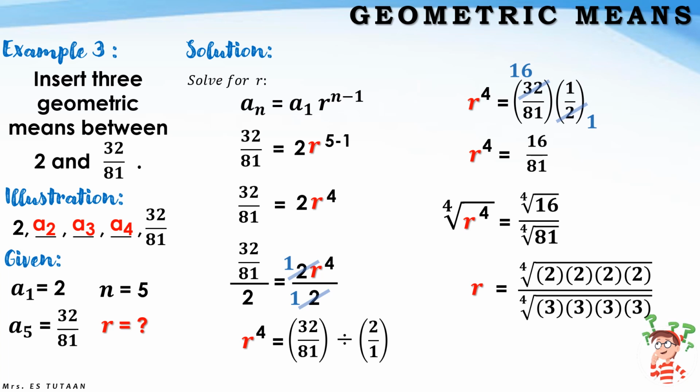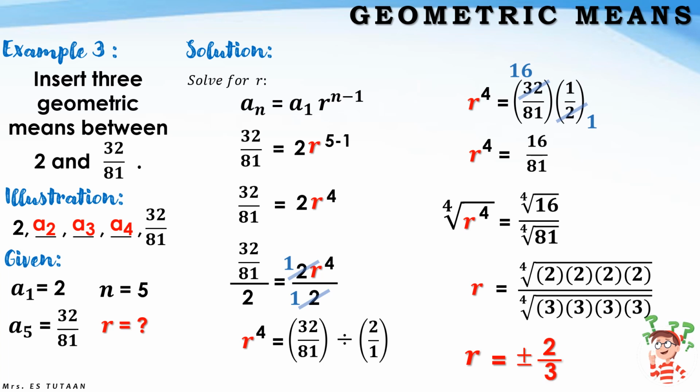Ang 81 naman, so, 4 din yan na beses ng factor na yun na as factor. So, we have 3 times 3 times 3 times 3. So, that is equal to 81. At dahil dyan, so, we will have now, sa ating numerator ay 2 na lang at ang ating denominator ay 3.